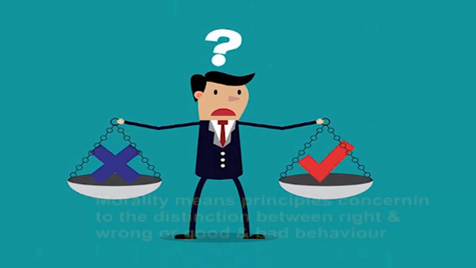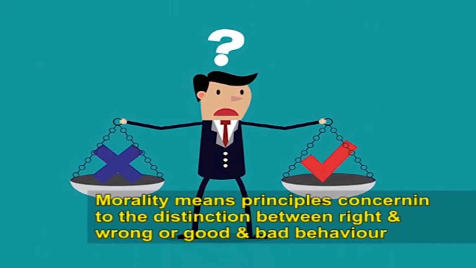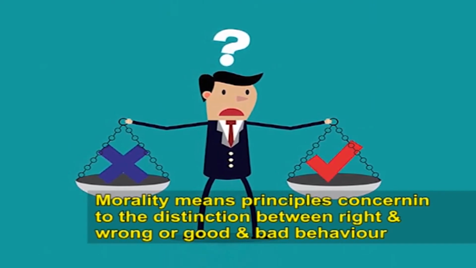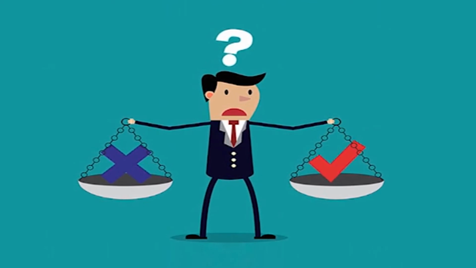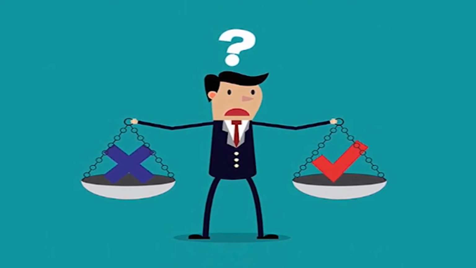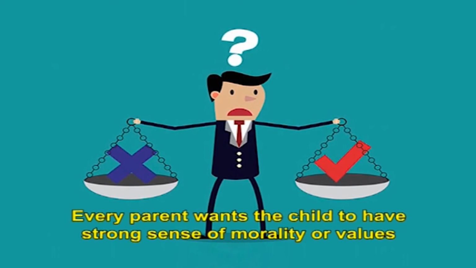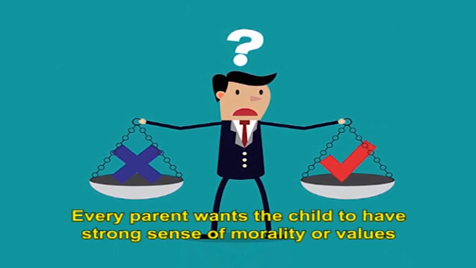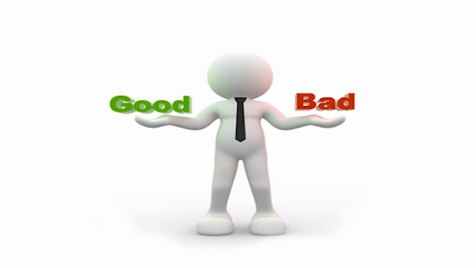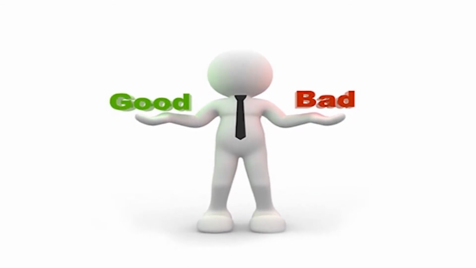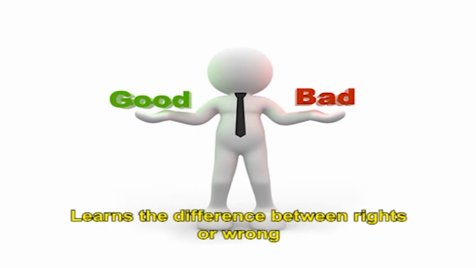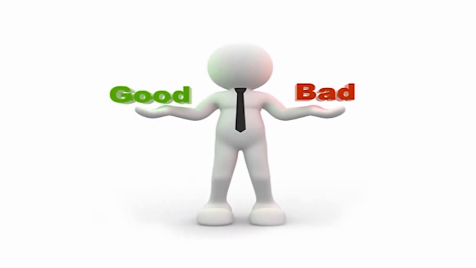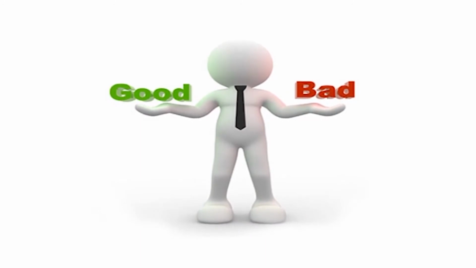Morality. Morality means principles concerning the distinction between right and wrong or good and bad behavior. It is also called moral values. It is a fact in every society that every parent wants the child to have a strong sense of morality or values. Morality is something that a child learns from a very early life. He learns the difference between right and wrong and understands how to make the right choices as he grows up.